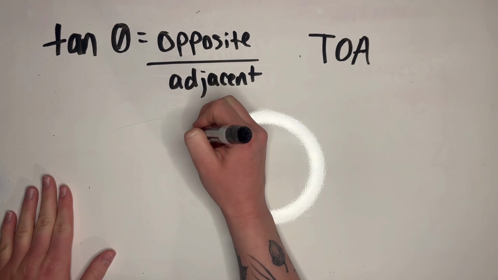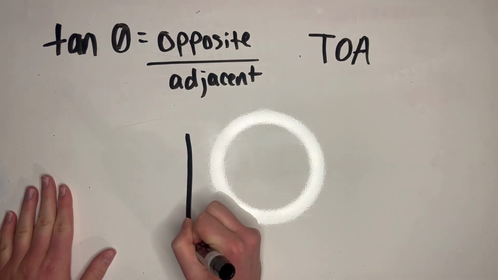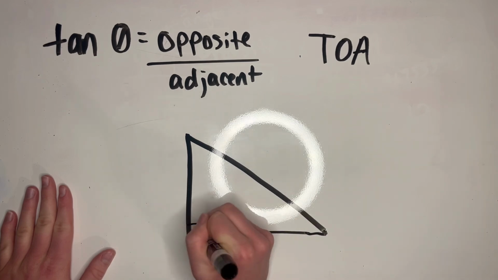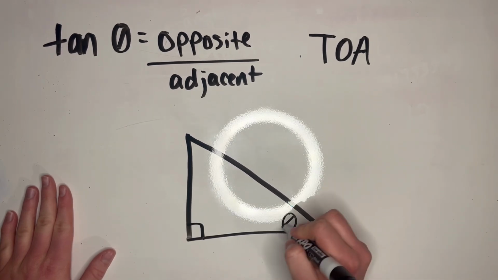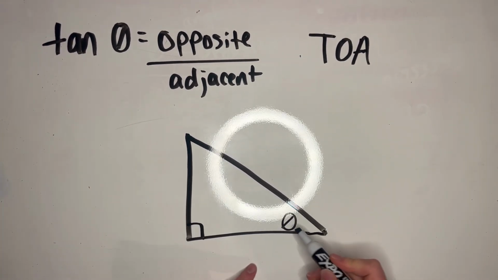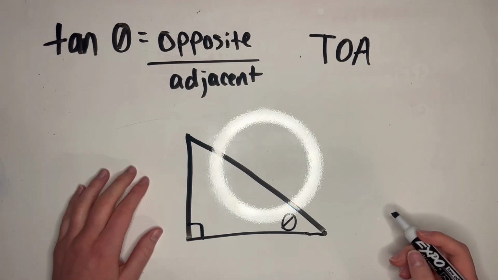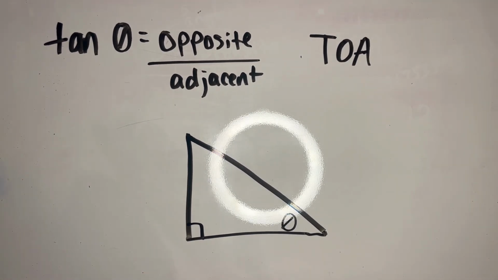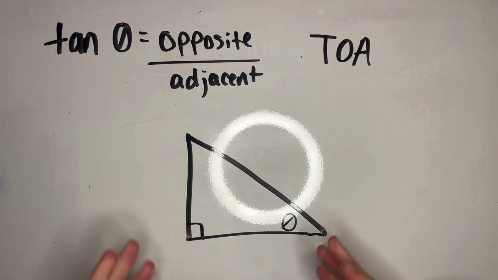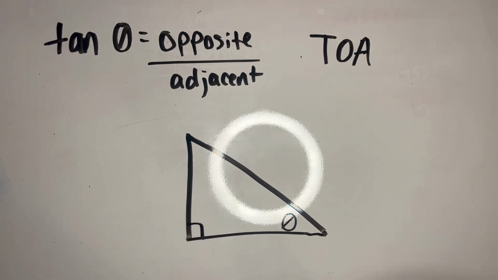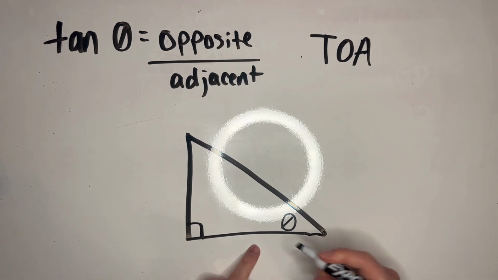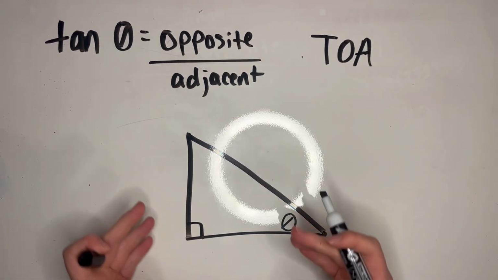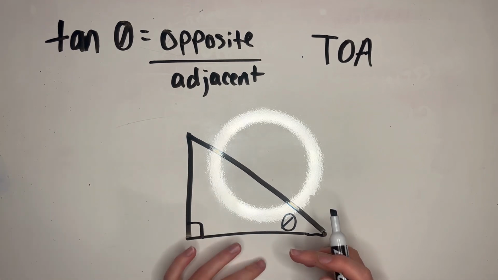So let's say we have a triangle, it looks something like this, has a right angle, and then we have an angle. This is known as theta, which also means an angle. It's just a symbol that is used. So let's say we knew this side and didn't know this side. We could use tangent to solve for the missing side as long as it's an opposite or adjacent side.